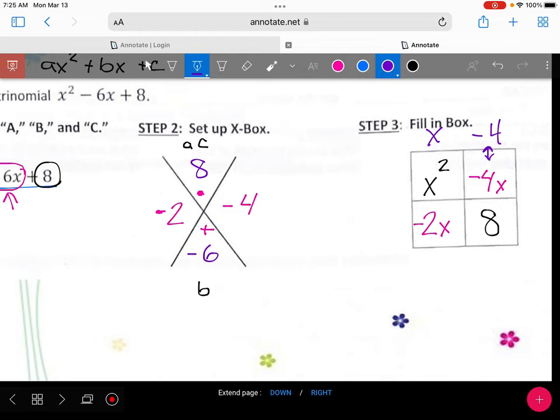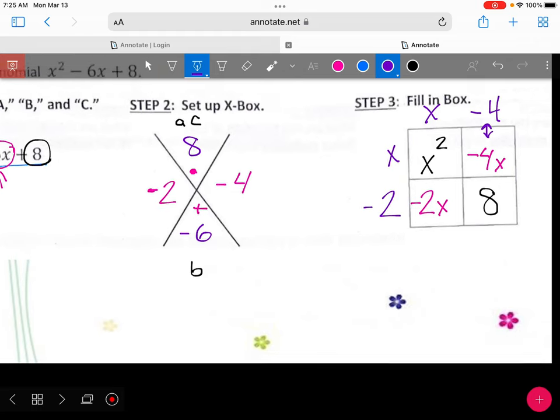Let's do our row here between x squared and minus 4x. What can I pull out here? Just an x. And my bottom row, minus 2x and 8. Close. Minus 2. I can't take an x out.